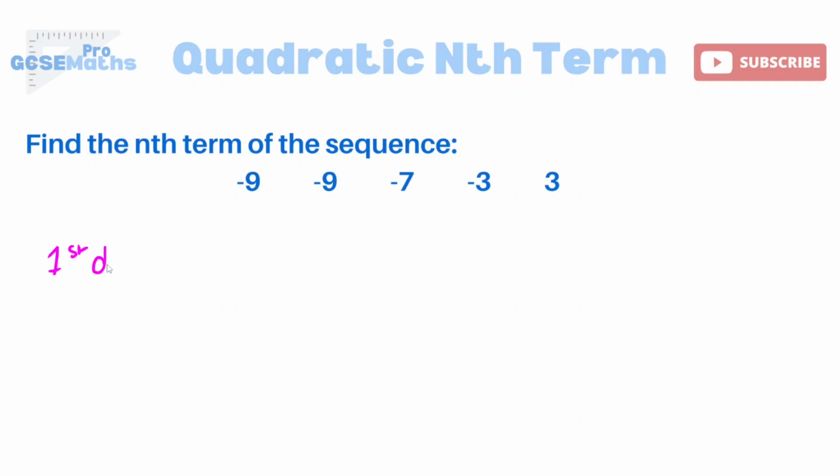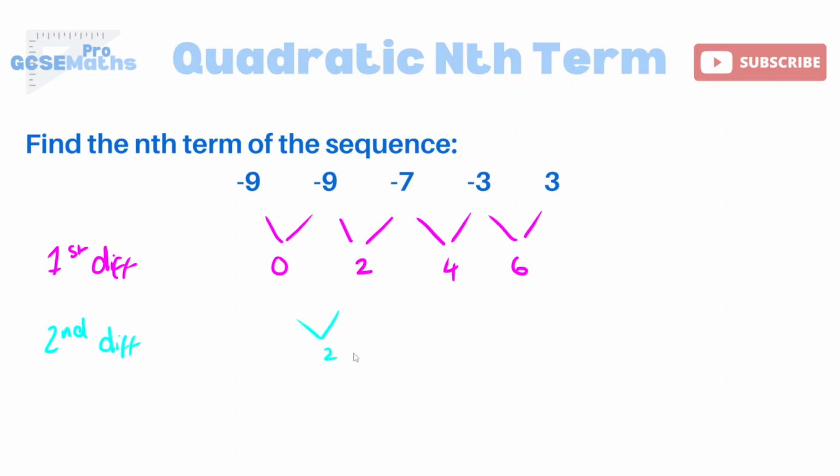So work out your first difference. So the difference between minus 9 and minus 9 is 0, minus 9 and minus 7 is 2, minus 7 and minus 3 is 4, and minus 3 and 3 is 6. Okay, we know that's not going to be the same as each other, that's fine. So we now need the second difference. Okay, now every time it is 2, isn't it? You see. A lot of the time it will be 2, but it might be something different.